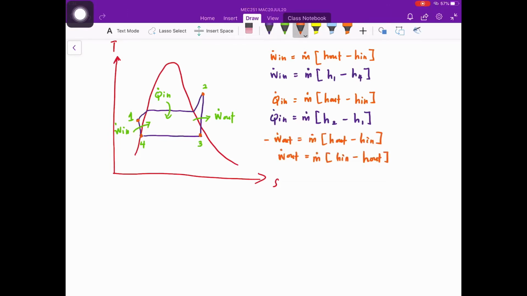And for the power output across the turbine, the final steady flow energy equation is power output equal to the mass flow rate times enthalpy at the inlet of the turbine minus the enthalpy for the outlet of the turbine. So based on our TS diagram, again, we are going to get the power output is equal to the mass flow rate times the enthalpy for the inlet of the turbine, which is at state 2, minus enthalpy at the outlet of the turbine, which is state 3.